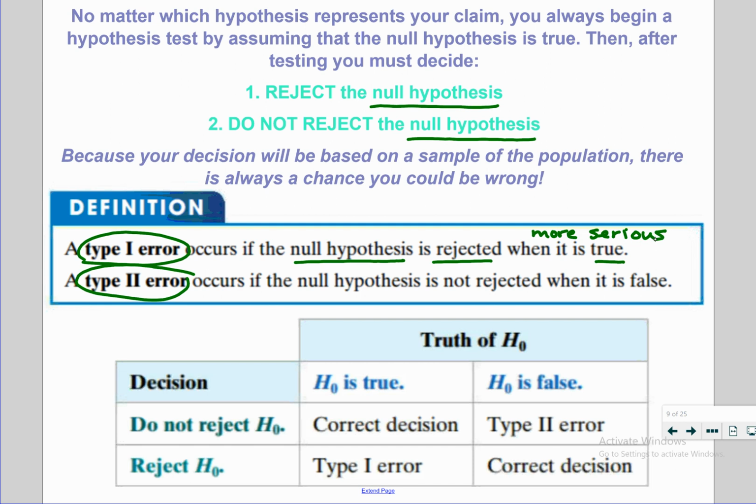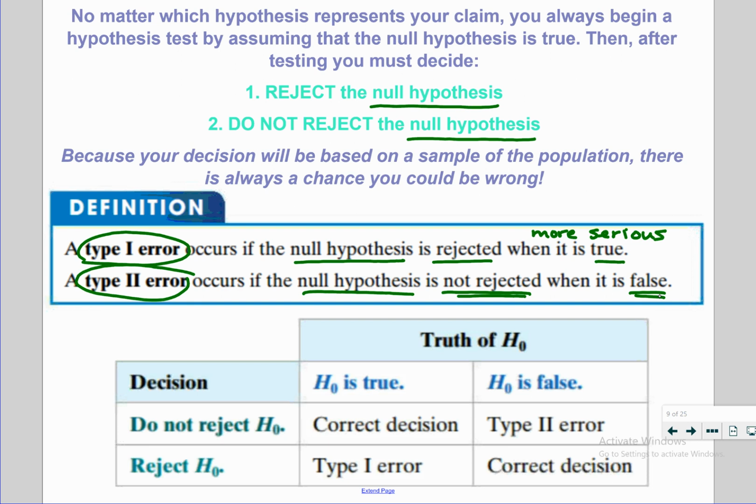A type 2 error is when the null hypothesis is not rejected. So it's like a not guilty verdict, but it's actually false. So we'll see an example of what that would look like in the court system in a little bit, okay?